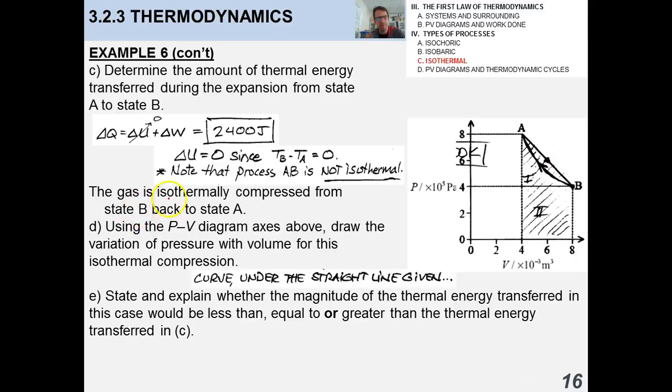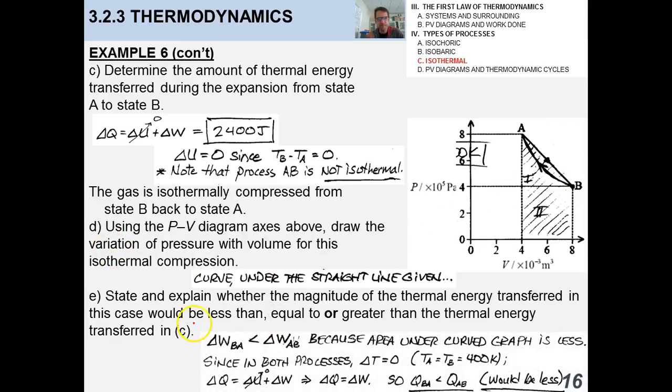For example, if the gas goes isothermally from B back to A, it's going to be a curve going up like that, because isotherms are always curved. So we want you to draw that. State and explain whether the magnitude of the thermal energy transferred in this case would be less than, equal to, or greater than the thermal energy transferred in C. It would be less than, because the area under the curve is less than the area under the straight line. Very cool.